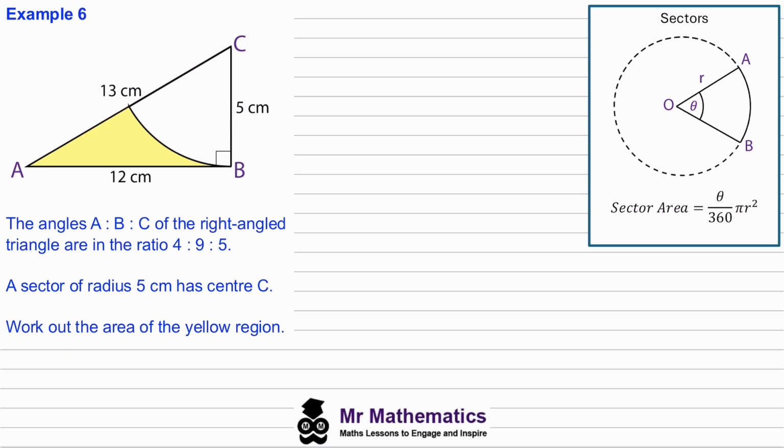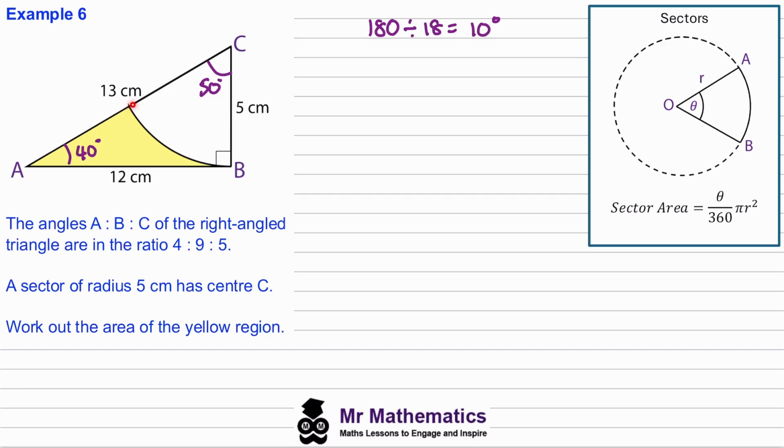Okay, so welcome back if you had a go. So the first thing we need to do is, again, we need to work out this angle. Now we know that angles in a triangle add up to 180. So we need to divide this 180 by the total number of shares. And this is 18, the 4 add the 9 and the 5. So each share will be worth 10 degrees. And if this has 4 shares, this will be worth 40 degrees. We know this is a right angle, which means C must be 50.